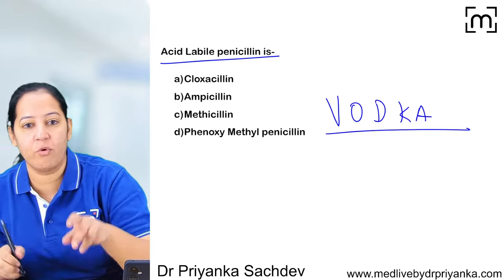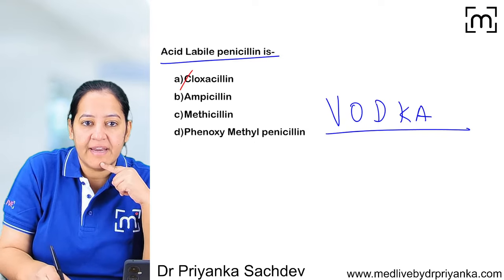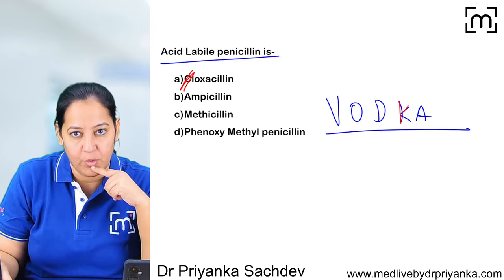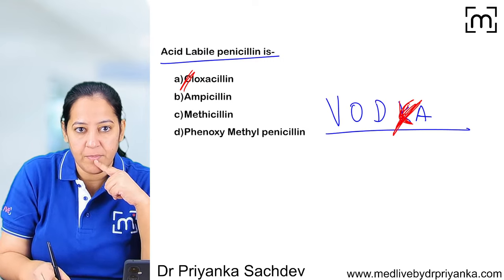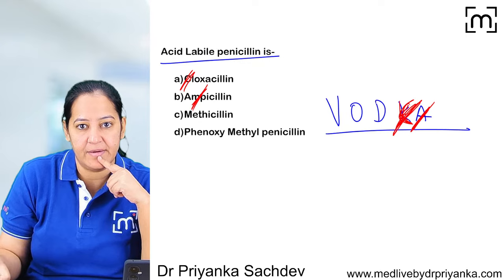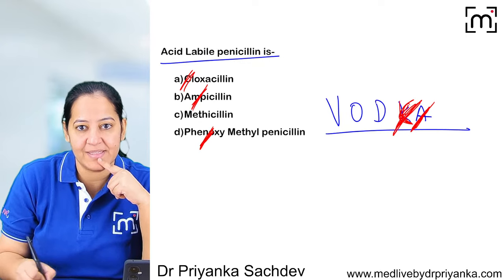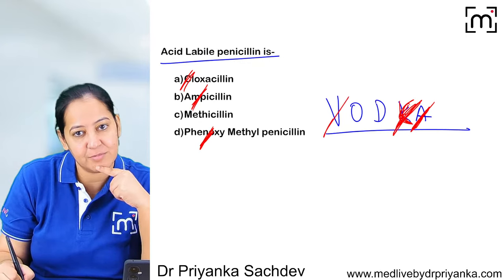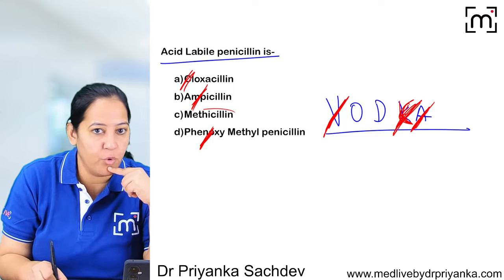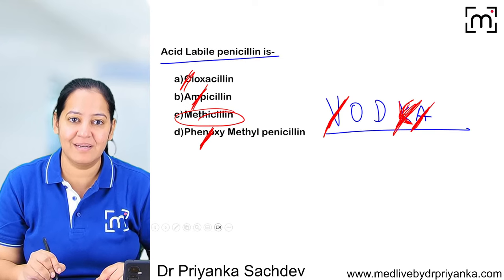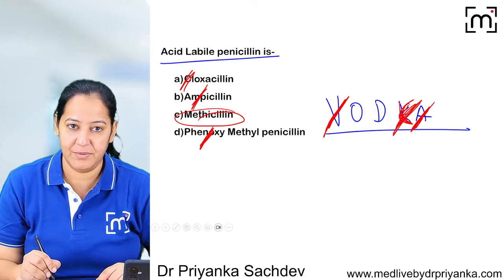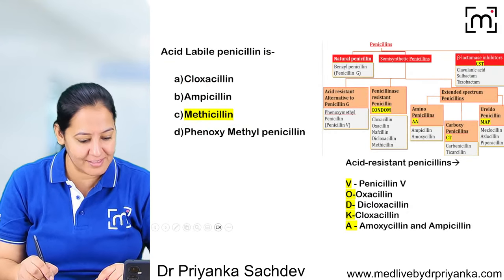So what is not coming in VODKA? See, VODKA contains cloxacillin. Yes, actually K is C only. I told you K is C. So it is coming. And what about A, ampicillin? It is also coming here. What about phenoxymethylpenicillin? Actually, phenoxymethylpenicillin is penicillin V. So it is also coming. But VODKA doesn't contain methicillin. Methicillin is injectable. Okay, got it. So the correct answer is methicillin.